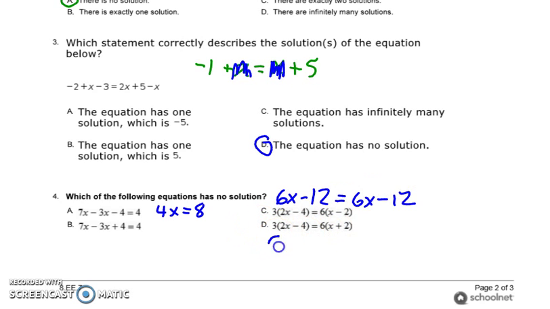D, if we simplify that, would be 6x minus 12 equals 6x plus 12. And so if we take 6x away from both sides, we get negative 12 equals positive 12, which makes no sense. So the one that has no solution is D.